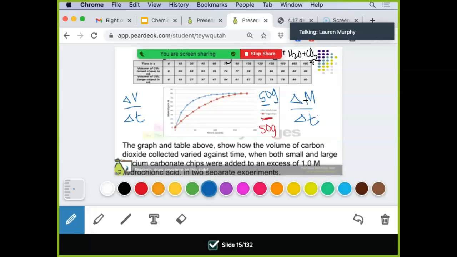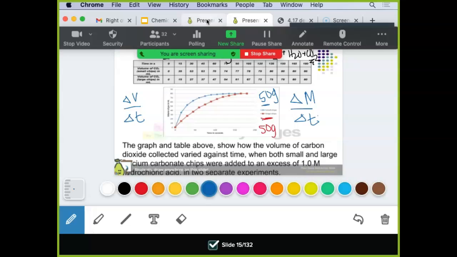The rate at which you drive is measured in change in distance over time, miles per hour. That's a rate. But for reactions, we're doing changes in concentration over changes in time, change in volume over change in time. Okay.